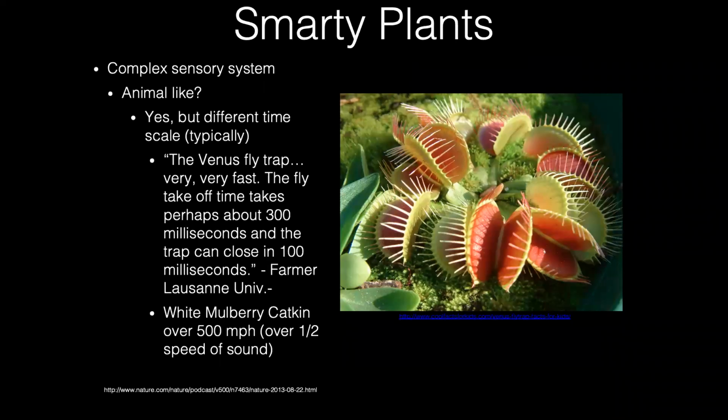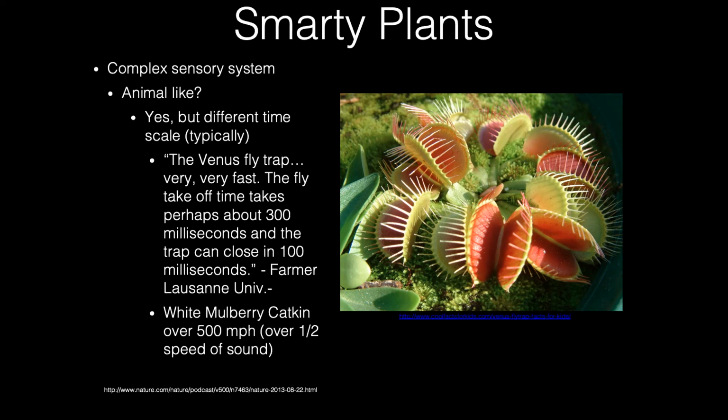And so we typically think about plants being stationary. They don't really move. And that's for the most part true. And these plants can also have a very complex sensory system. And in some cases, they can be very animal-like. There are plants that have touch receptors. There are some of the fainting ferns, as you touch them, they'll fall away and droop away.